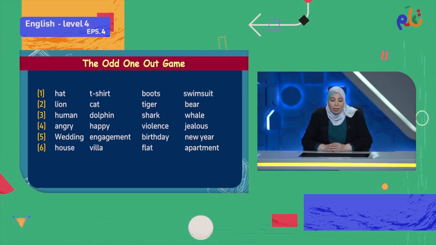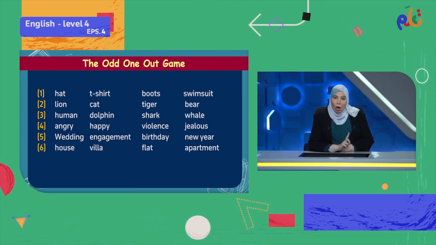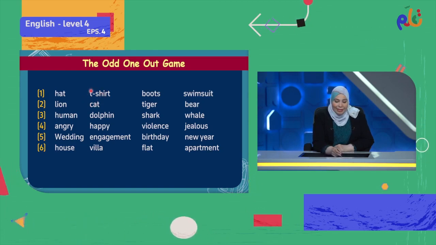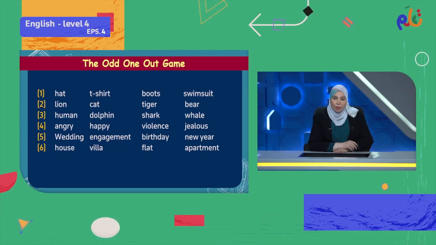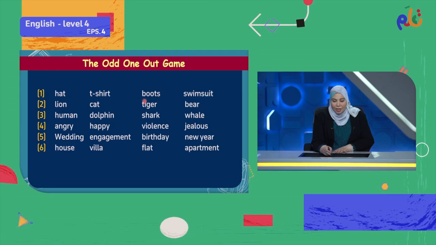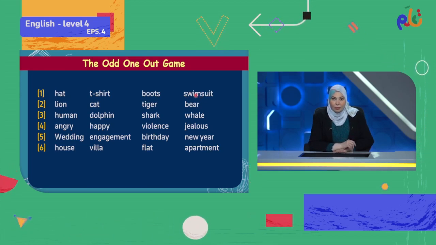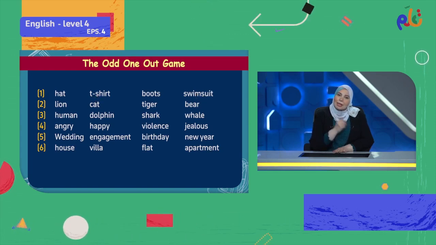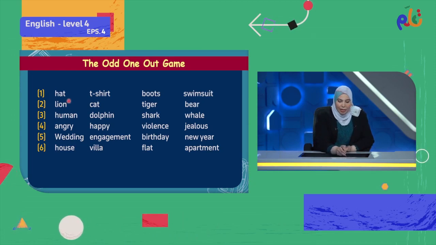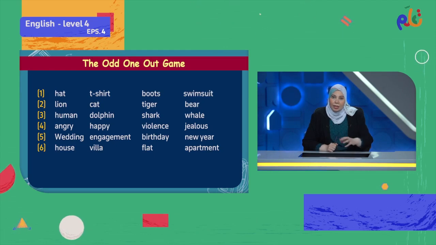So what do you think it's going to be? Okay, the first option would be: cat is different. Why? Because lion, tiger, and bear are wild animals, while cat is a pet. I can raise a cat at my home, but I can't raise a lion, a tiger, or a bear. So this is the first thing that we odd out.